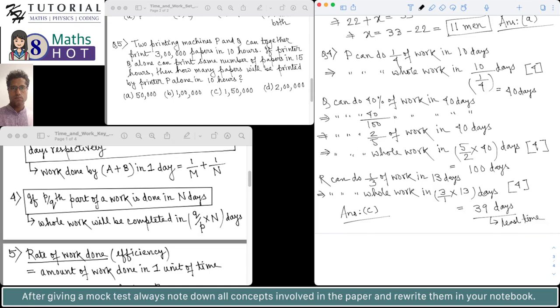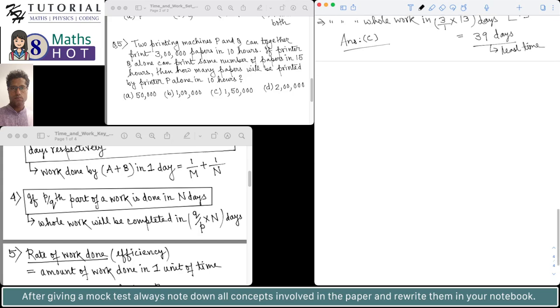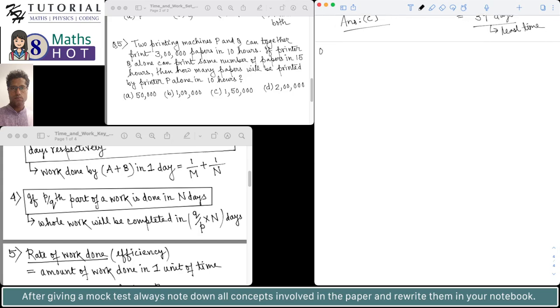Okay, let's do question number 5. Two printing machines P and Q together can print 3 lakh papers in 10 hours. If printer Q alone can print the same number of papers, that is 3 lakh papers, in 15 hours, then how many papers will be printed by printer P alone in 10 hours?